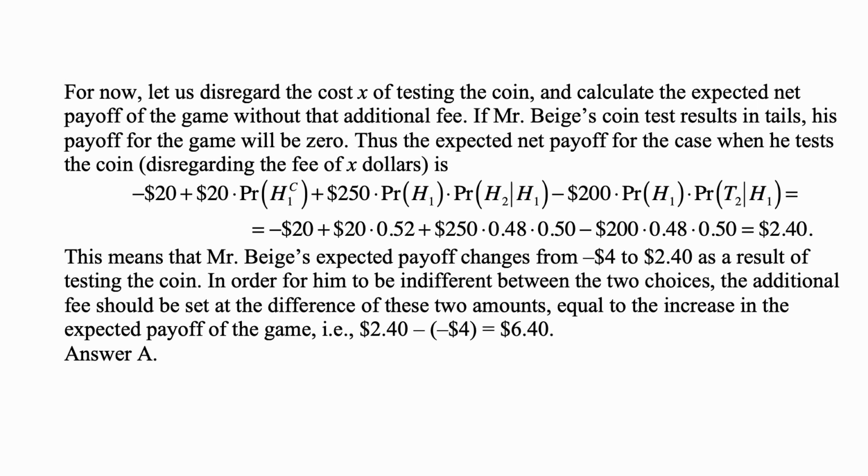and that's 2.40. This means that Mr. Beige's expected payoff changes from negative $4 to $2.40 as a result of testing the coin. In order for him to be indifferent between the two choices, the additional fee should be set at the difference of these two amounts, equal to the increase in the expected payoff of the game. So it should be 2.40 minus negative 4, or 6.40, and that's answer A.